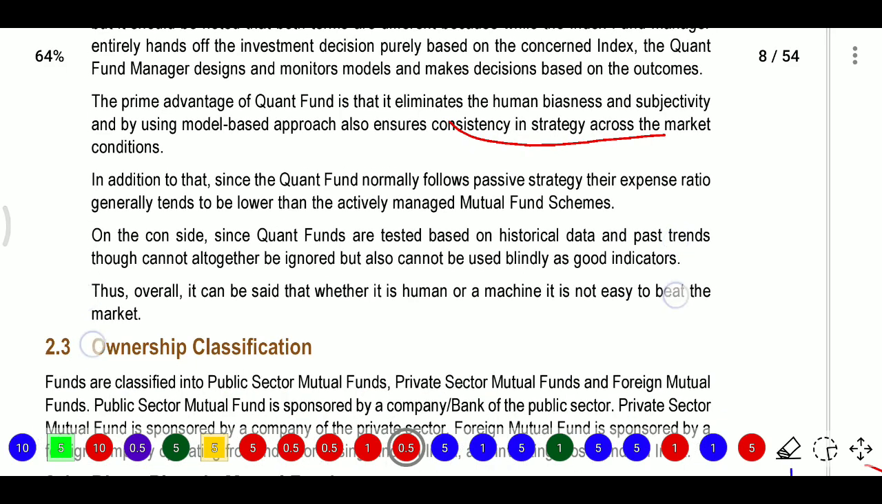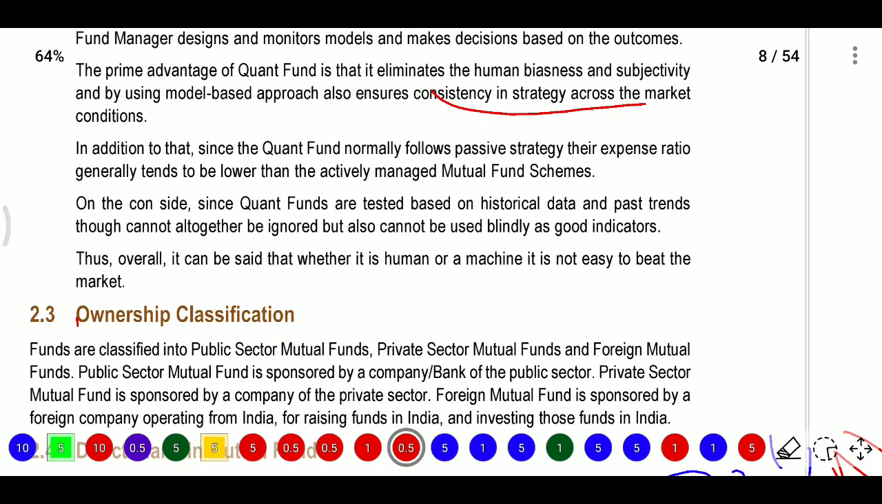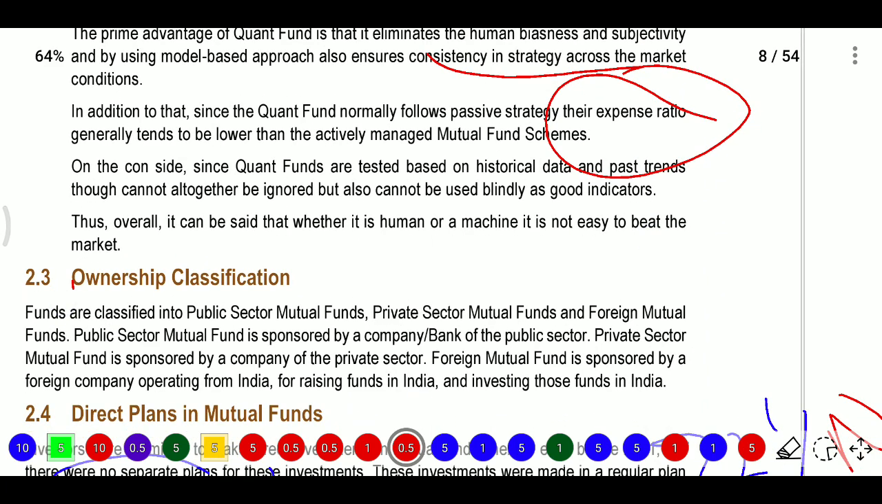In addition to that, since the quanta fund normally follows a passive strategy, its expense ratio generally tends to be lower than the actively managed mutual fund scheme. Expense ratio is an important financial ratio in mutual funds. IRR and this expense ratio are the most important ratios. We need to highlight these ratios, IRR and expense ratio. We will discuss them later. There is one formula for the expense ratio and how we can utilize it.